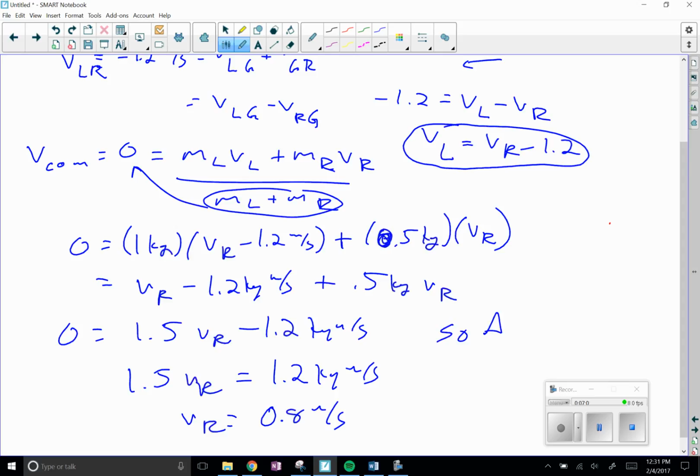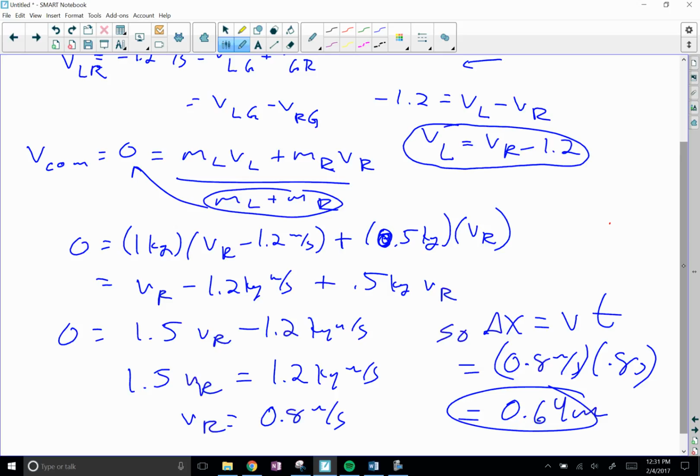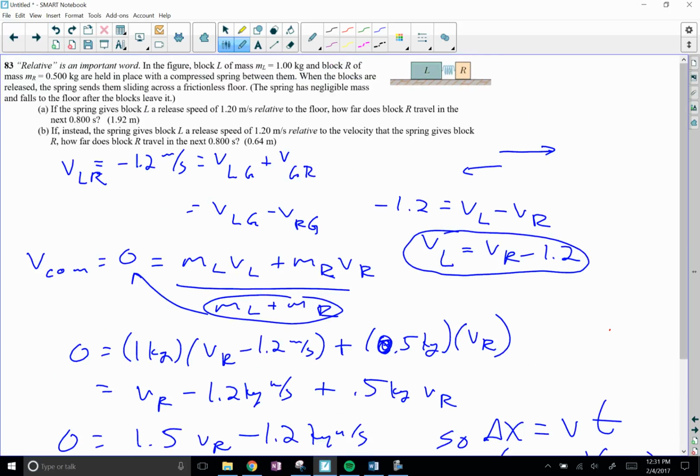So your delta x then is your velocity times your time. So we go 0.8 meters a second relative to the ground times 0.8 seconds. So that's 0.64 meters. Okay, there we go. I think that was it. That's all we had to do.